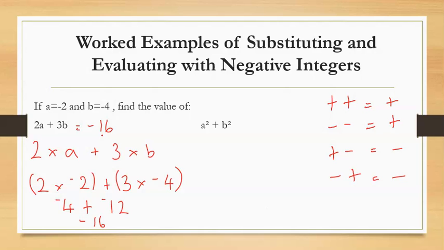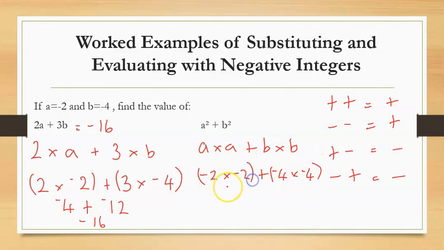So now we've got a squared add b squared. We'll expand it first. So a squared is a multiplied by a. I'm going to add to that b squared, which is b multiplied by b. So we've got -2 here for a, so it's -2 multiplied by -2. And we're going to add to that b times b. b is -4, so that's -4 multiplied by -4. Again, I'm going to put the multiplication in brackets.